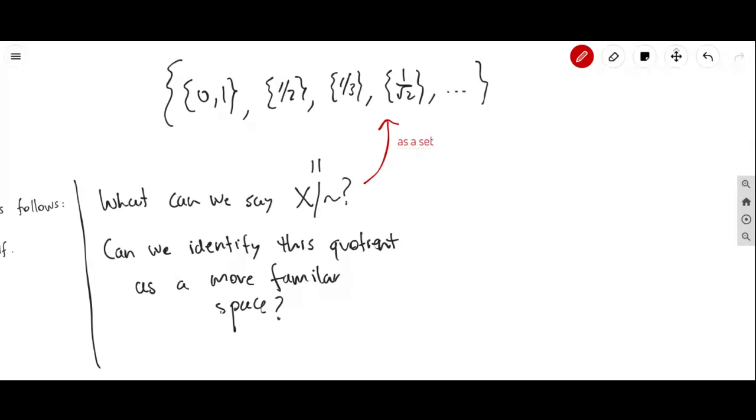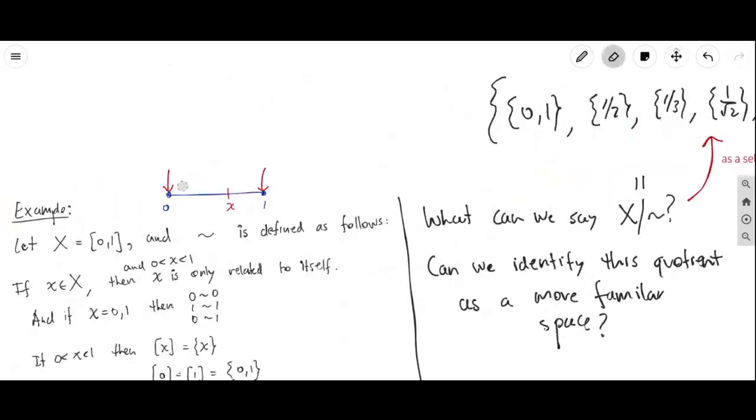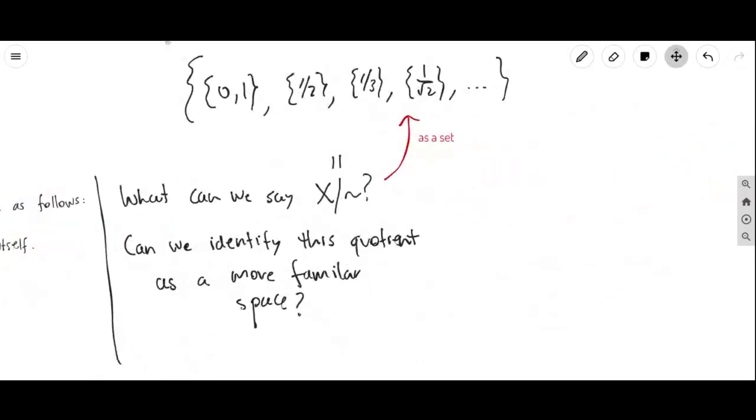As a set, it's not very interesting. It basically contains the exact same points, and the one exception is 0 and 1, which are now paired together into the same class. So that's what it is as a set. But as a topological space, can we identify this quotient as a more familiar space? In other words, is there a more familiar topological space homeomorphic to this quotient?